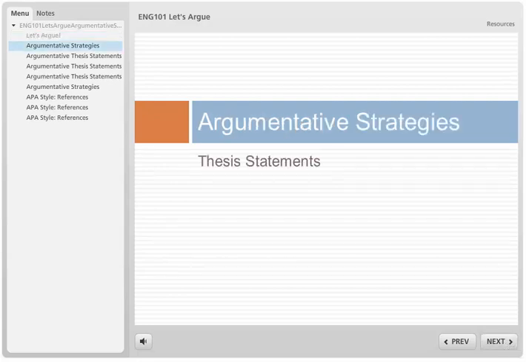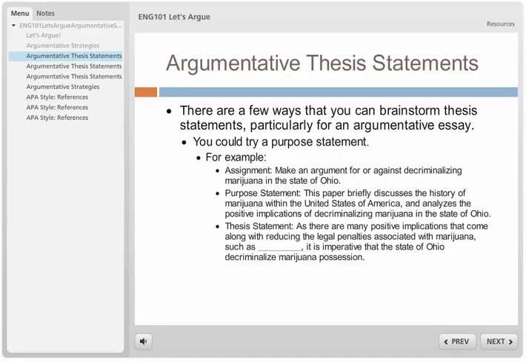As we discussed in last week's lecture, incorporating a strong thesis statement into your argument is one of the most important argumentative strategies you can master. There are a few ways that you can brainstorm thesis statements, particularly for an argumentative essay. You could try a purpose statement. A purpose statement can help you to brainstorm your argument because it asks you to articulate your focus very clearly. It is then easy to turn this purpose statement into an argumentative thesis statement.